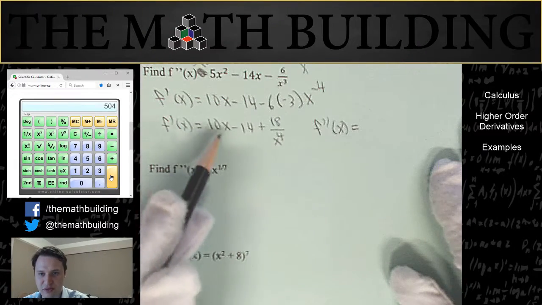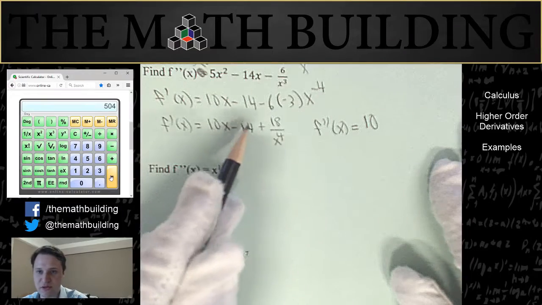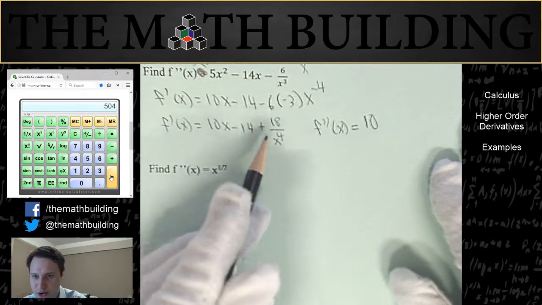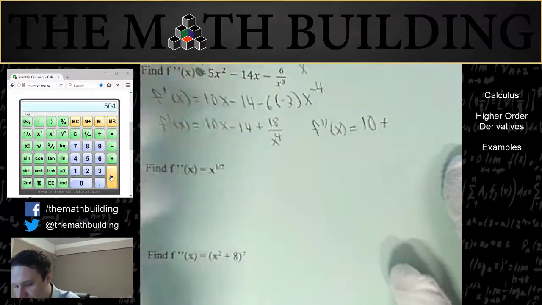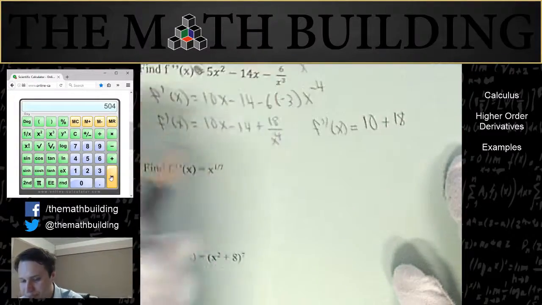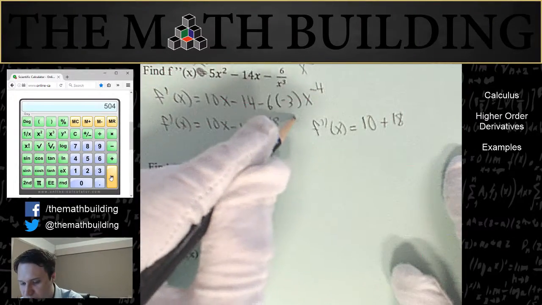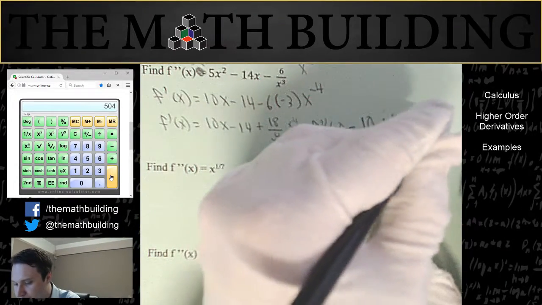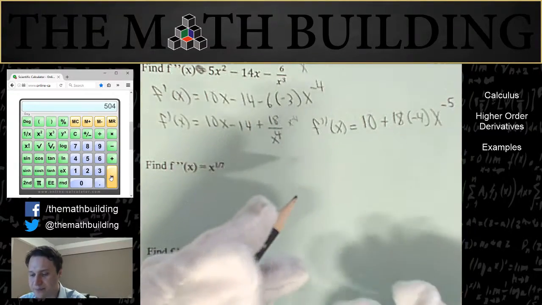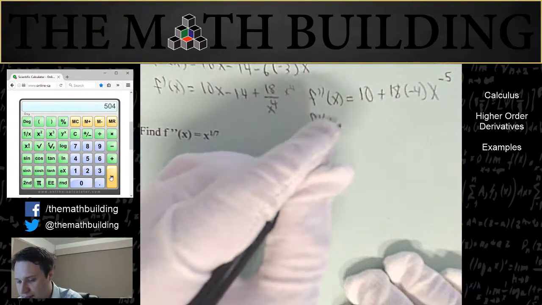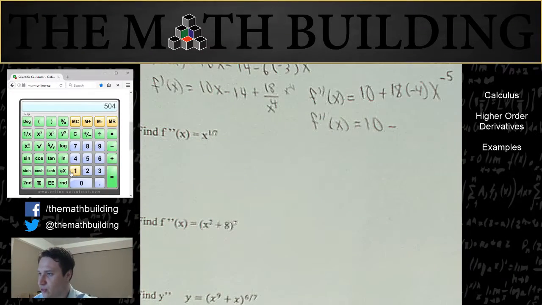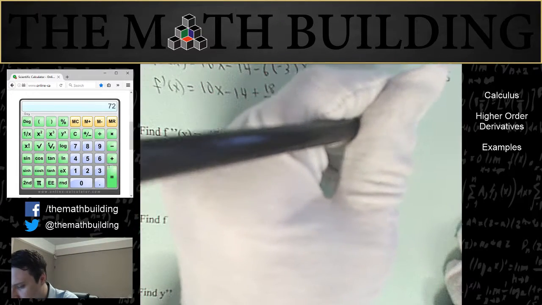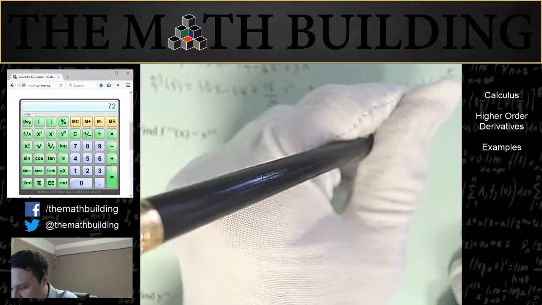So the derivative of 10x is 10. The derivative of that is 0, so we'll just ignore it. The derivative of this, again, let's just write a plus, and we'll pull the 18 forward and take the derivative. This would be x to the negative 4, so it'll be times negative 4 x to the negative 5. So the second derivative would be 10 minus 18 times 4, which is 72. And then I'll go ahead and move that down.